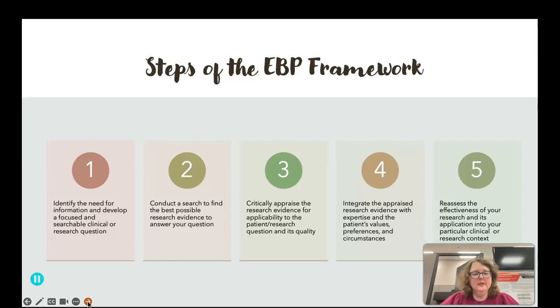We second conduct a search to find the best available or possible research evidence to answer the question that has been posed. We critically appraise the research evidence for applicability to the patient or research question and the quality of that evidence. We integrate the appraised research evidence with our expertise and the patient's values, preferences, and circumstances, and then we reassess the effectiveness of our research and its application to the particular clinical or research context.